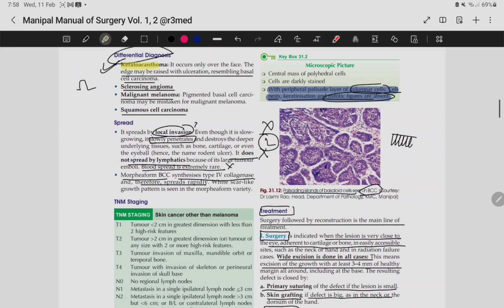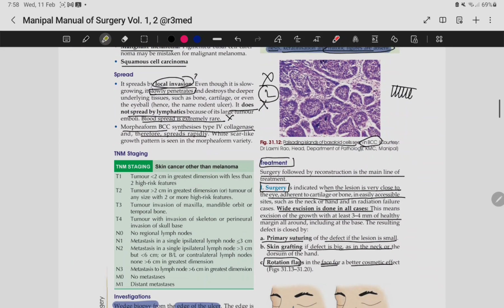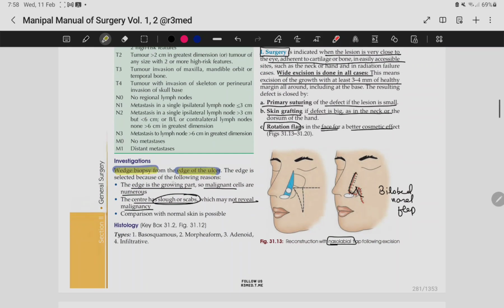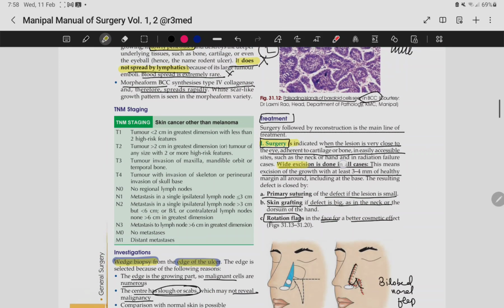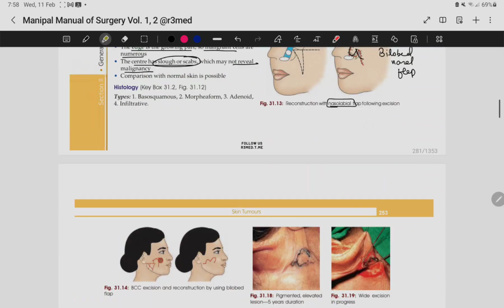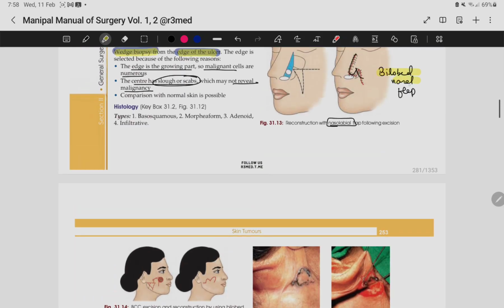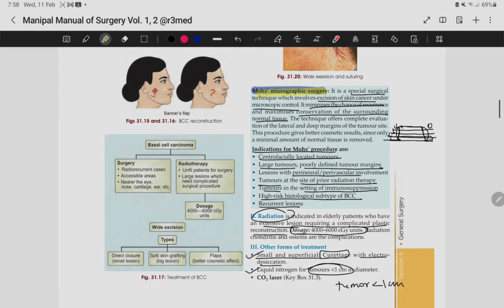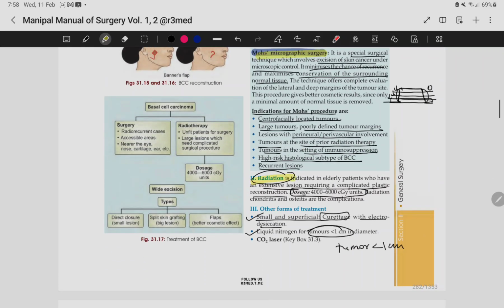Differentials: we know keratoacanthoma may be asked. Local invasion slowly penetrates the tissue, and it does not spread by lymphatics. Important: investigation is wedge biopsy of the ulcer edge, and then surgery, which is wide local excision. Primary suturing, skin graft, and rotational flap can be used. Bilobed nasal flap is used, and then we have Mohs micrographic surgery. Other forms of treatment are radiation, curettage, and liquid nitrogen. That's it.